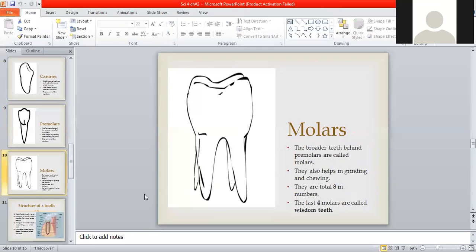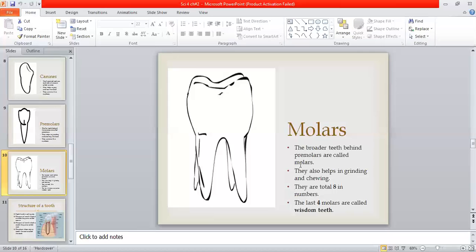Next are molars. Molars are the last. As you students have 28 teeth, your four wisdom teeth are not visible right now. So the last teeth in your mouth are known as molars. They are much broader than the premolars, and they are behind the premolars. They also help in grinding and chewing, the same function as the premolars. They are again total eight in number.